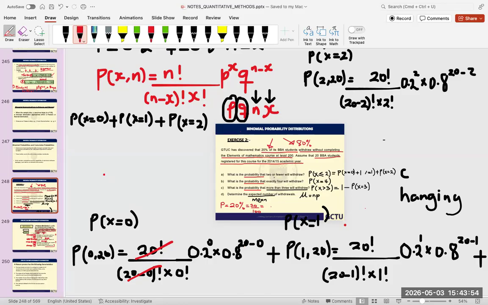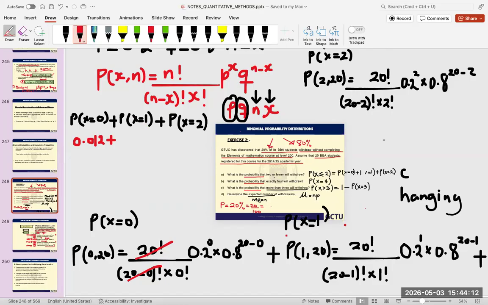0.012, to three decimal places. Okay, 0.012. Very good. So we are done with this one.